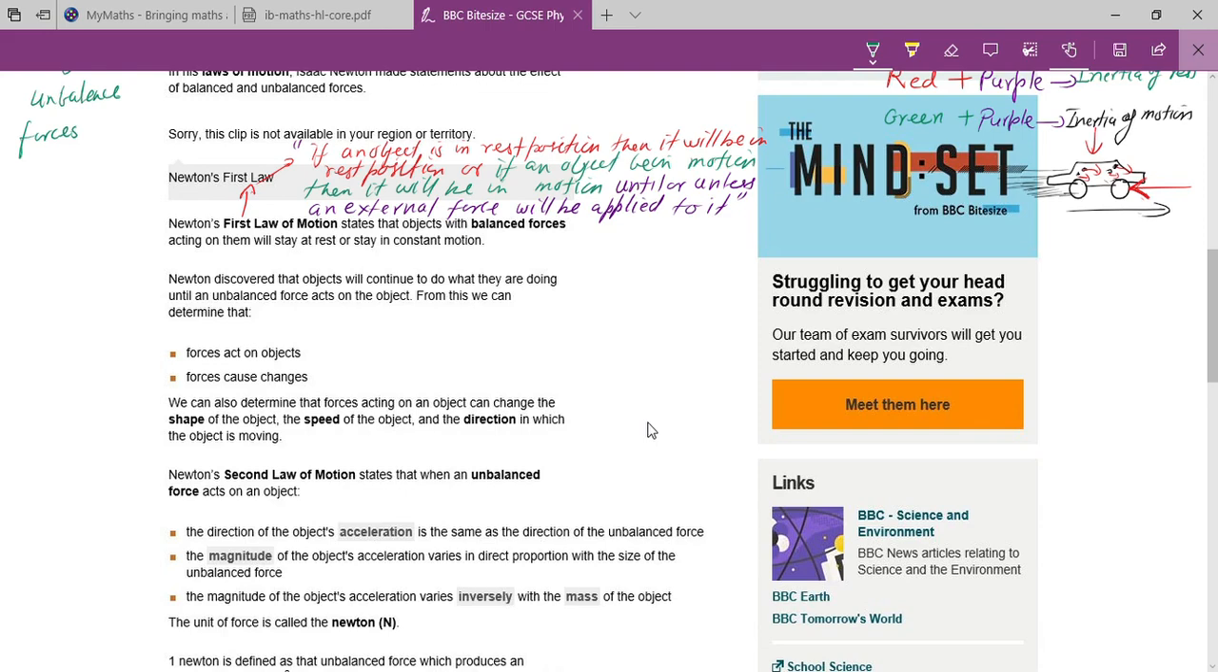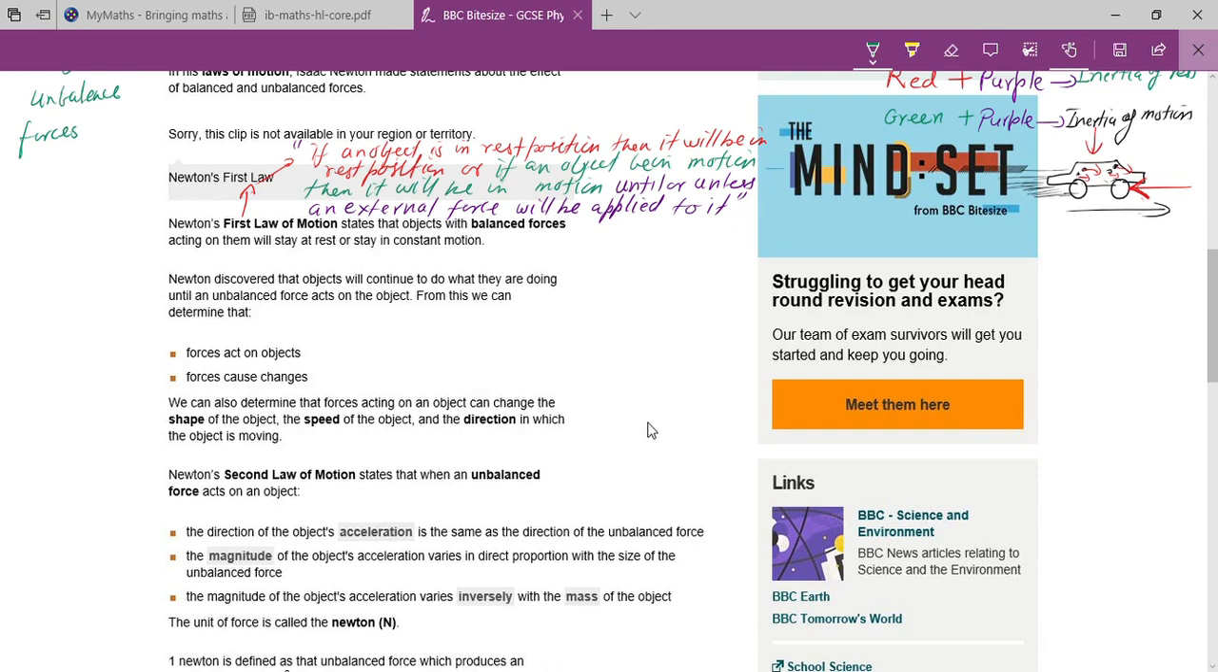And now next is your second law of motion. Newton's second law of motion. Always remember, Newton's second law of motion means the direction of the object's acceleration will be the same as the direction of unbalanced forces. Or you can also understand that the second law of motion is applicable when unbalanced forces act on an object. So when the unbalanced force acts on the object, then the direction of the object's acceleration will be the same as the direction of unbalanced forces.